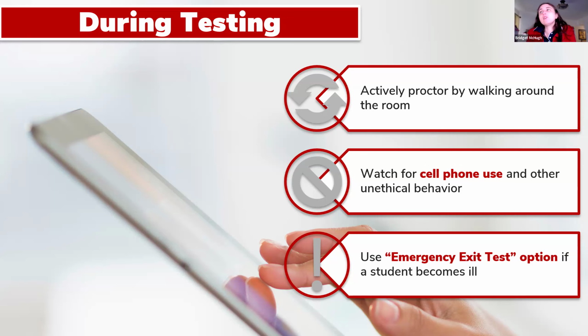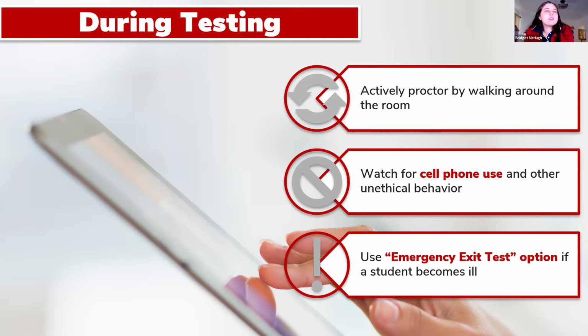The big one is cell phone use, or perhaps tablet use, anything where they can look up information. So look out for cell phone use. That's a really common one. Especially hard because most cell phones are pretty small. And then look out for other unethical behavior, like, for example, students talking to each other about test items.